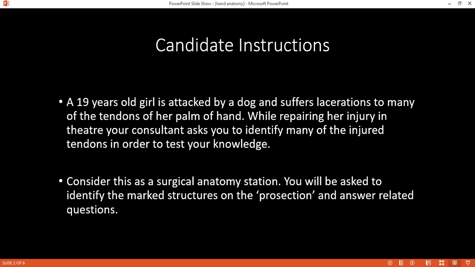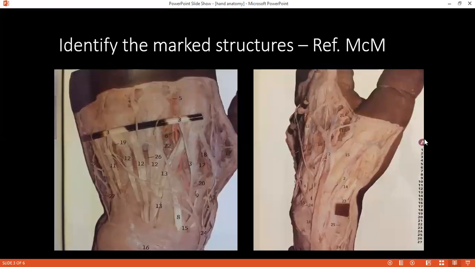If you have read and understood, considering the surgical anatomy, kindly tell me, can you identify number 13? Extensor indicis. Okay, we'll go through it at the end.